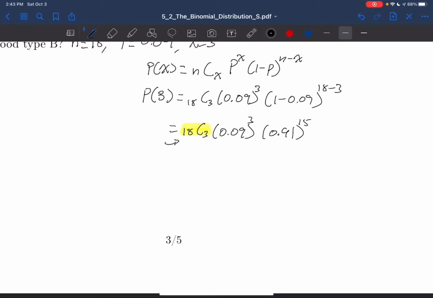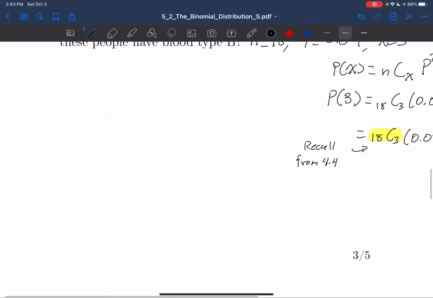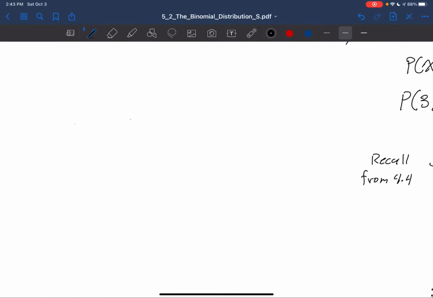So recall from 4.4, we're able to do this. Just a little reminder, I'll put it on the side: 18 choose 3 is 18 factorial divided by 3 factorial times 18 minus 3 factorial. You can just put this in your calculator. So this is just 18 factorial over 3 factorial times 15 factorial.